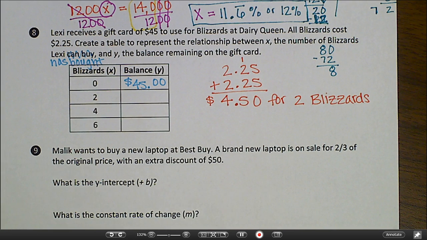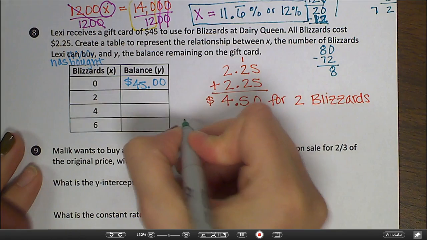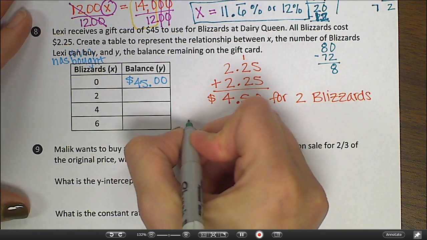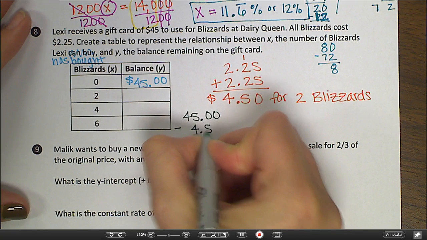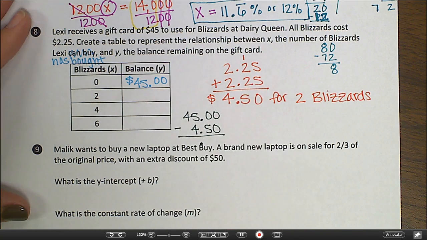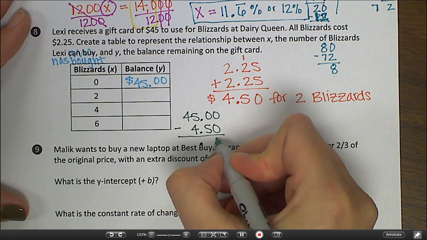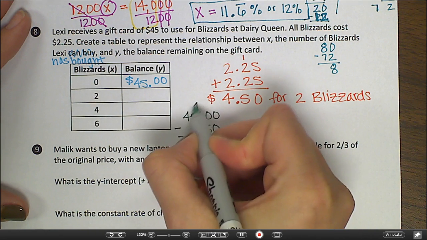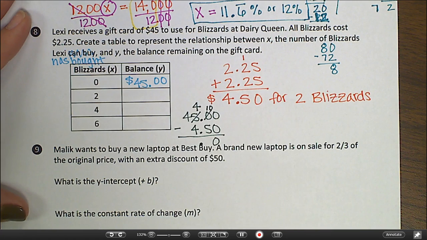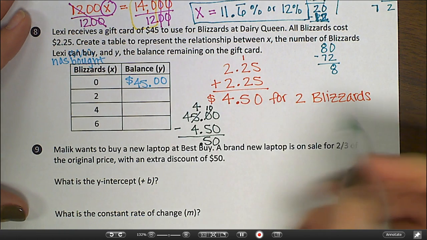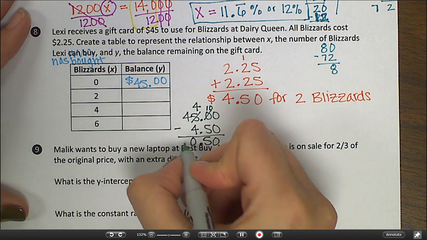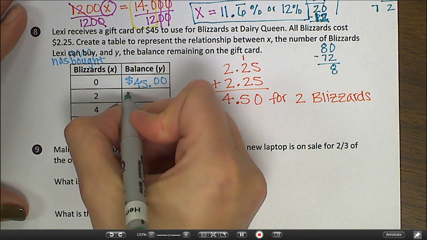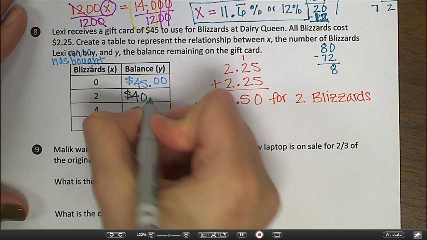So let's figure out $45 minus $4.50. It's so important that we line our decimal points up when we're subtracting. That's the biggest thing that people kind of mess up on. So 0 minus 0 is 0. I need to borrow here, so that becomes a 4. This becomes a 10. 10 minus 5 is 5. And then 4 minus 4 is 0. And then I just bring down my 4. So $40.50 left over.